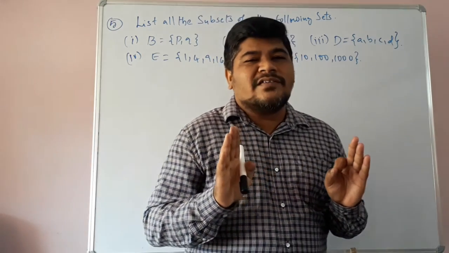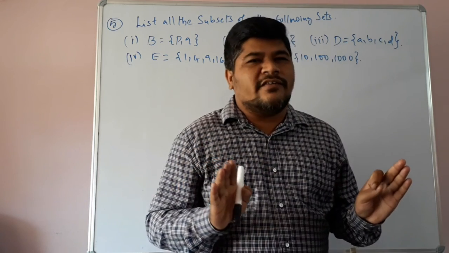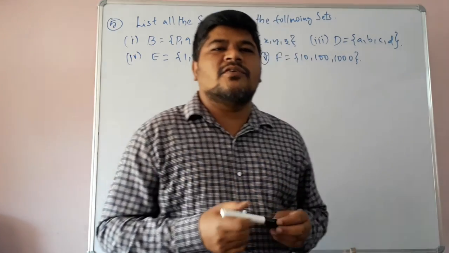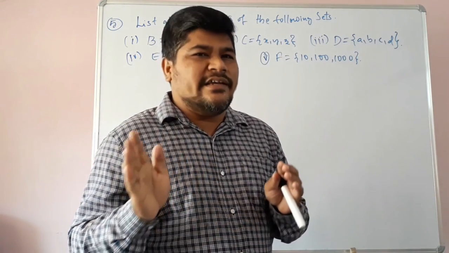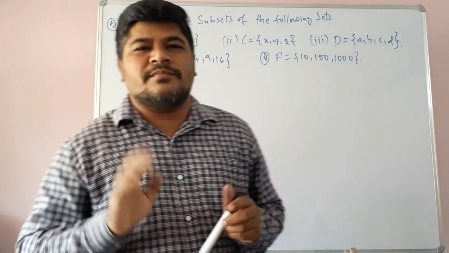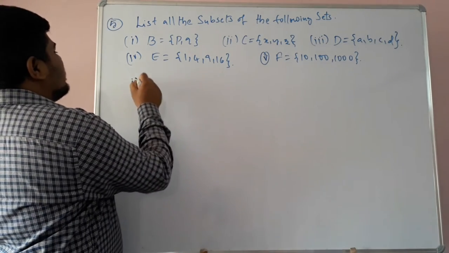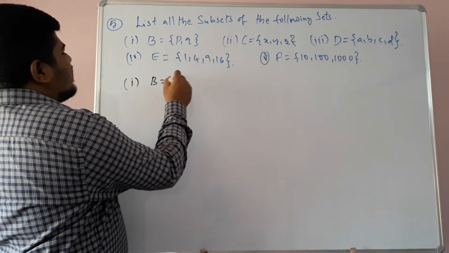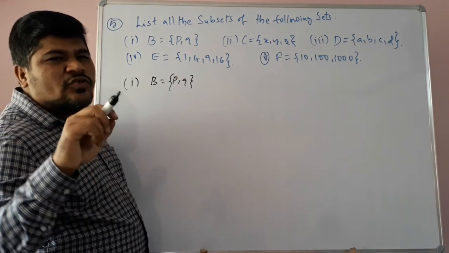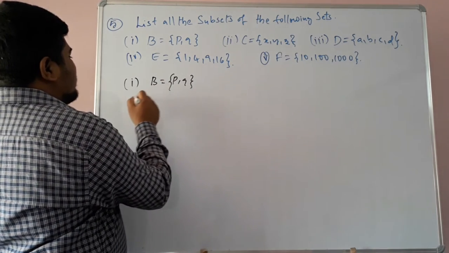And if n elements are there in the set, then 2 to the power of n is the number of subsets. Okay, if n elements are there in a set, then 2 to the power of n subsets will come. So children, see here P comma Q. In this set, how many elements are there? 2, P comma Q. How many subsets will be there? N is equal to 2, so 2 to the power of 2, 4. 4 subsets will come.